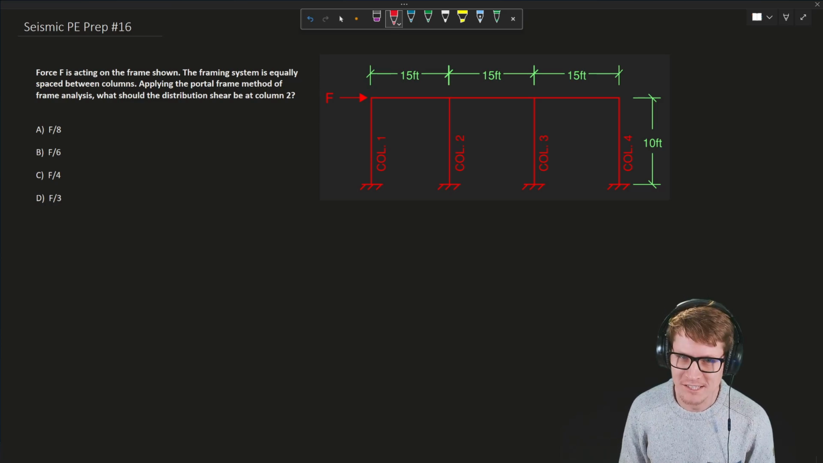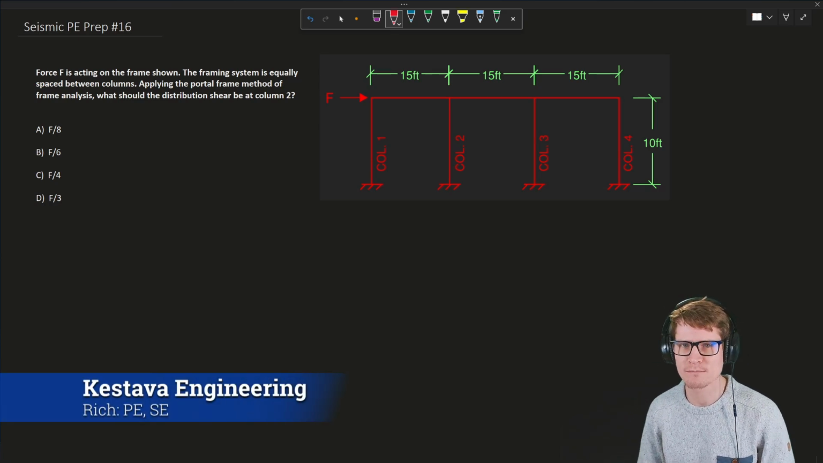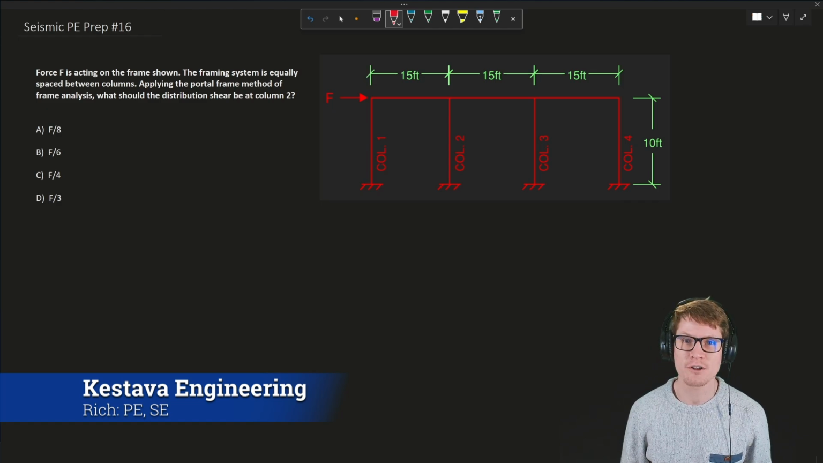Seismic PE Prep number 16 coming at you right now. It's all things portal frames today and how you can apply that in potentially your next design.